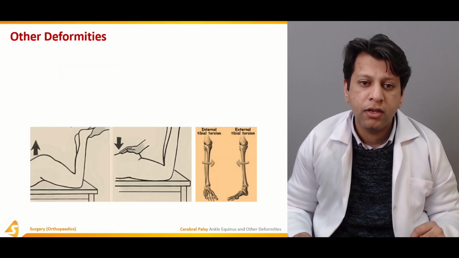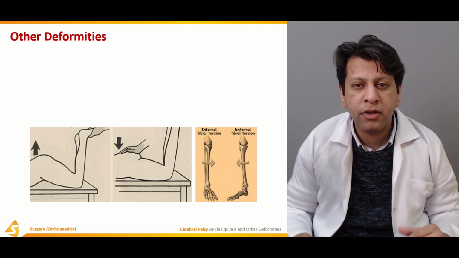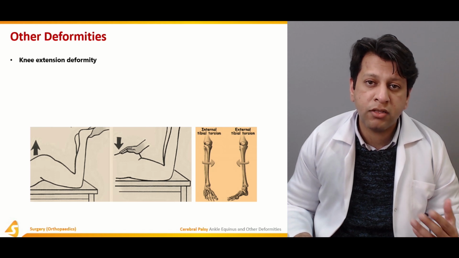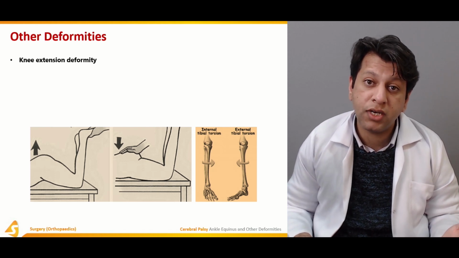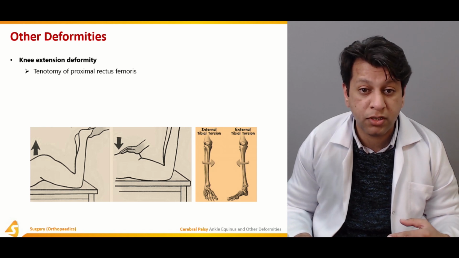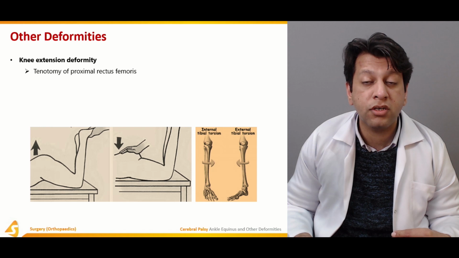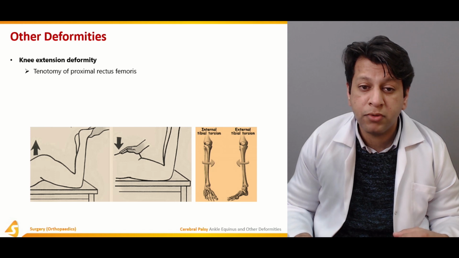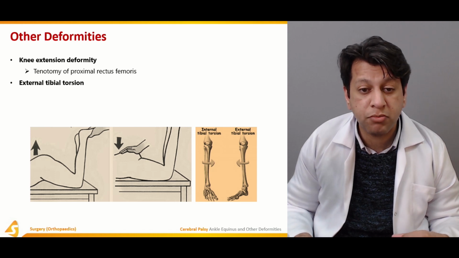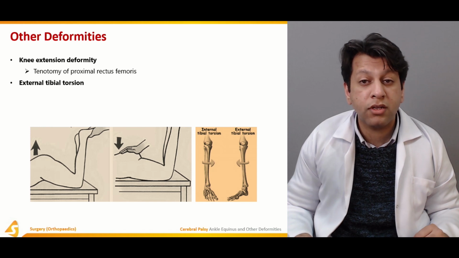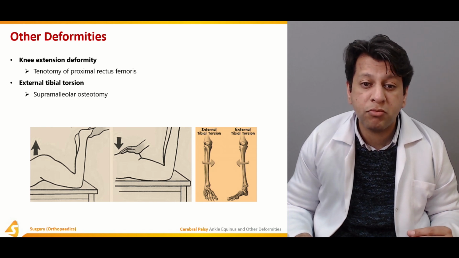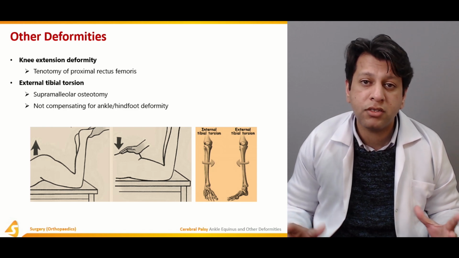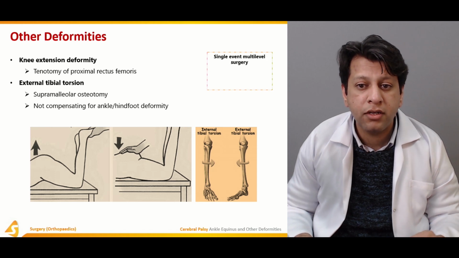Other deformities include the hip, knee, and the spine. As I just told you in the previous section, there could be a knee flexion deformity, which was previously dealt with. There could be a knee extension deformity as well. Sometimes with this knee extension deformity the child may be in hyperextension or knee recurvatum. Therefore, tenotomy of the proximal rectus femoris may be required. Or if there is associated external tibial torsion, this may require a supramalleolar osteotomy or some kind of tibial osteotomy so that the external rotation of the tibia can be corrected.